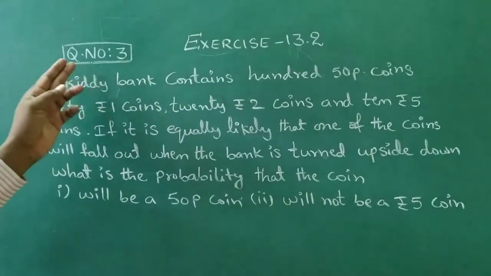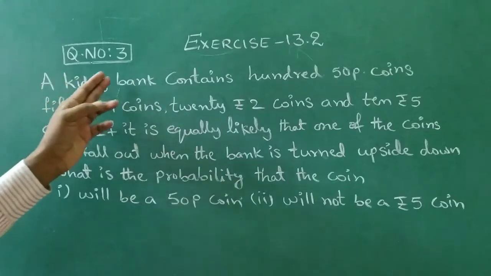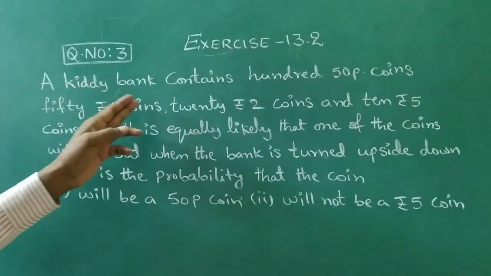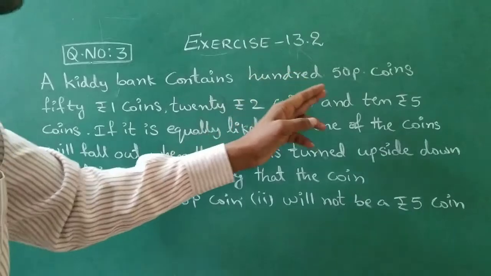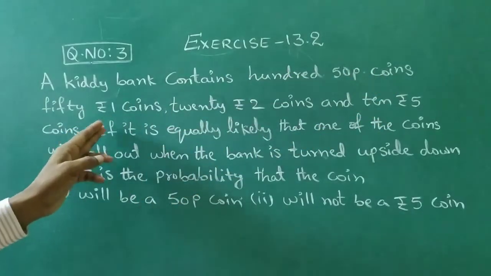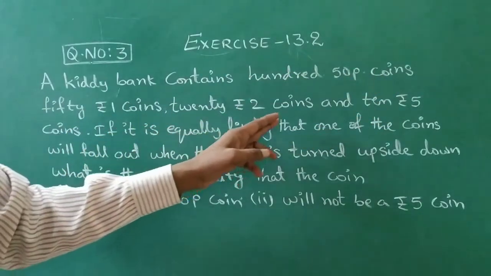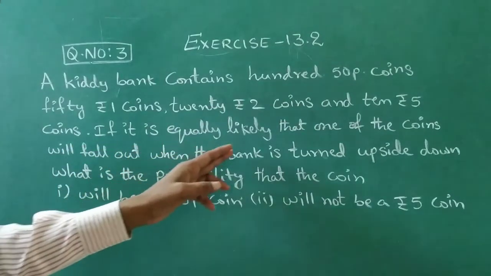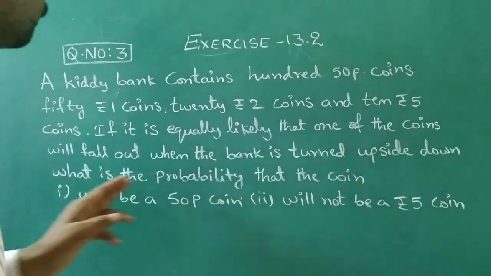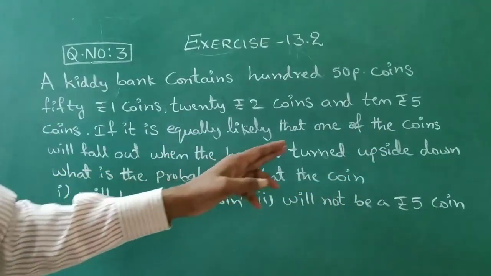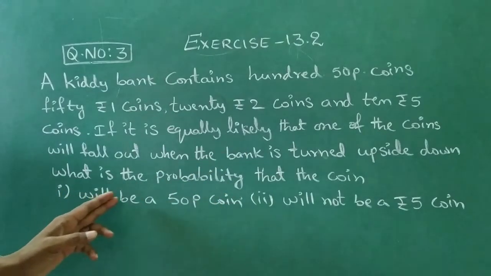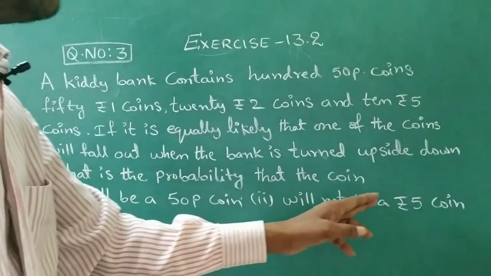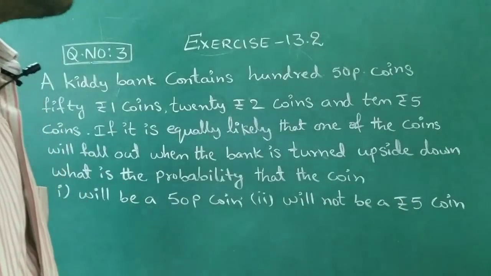Exercise 13.2, question number 3. A kiddie bank contains 100 50 paise coins, 50 1 rupee coins, 20 2 rupee coins and 10 5 rupee coins. If it is equally likely that one of the coins will fall out when the bank is turned upside down, what is the probability that the coin, first one, will be a 50 paise coin, second one will not be a rupee 5 coin?